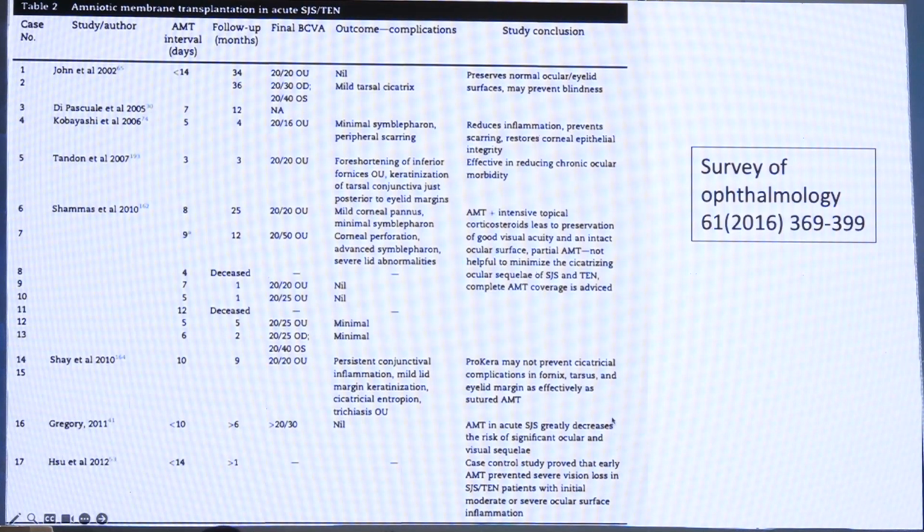And Procera may not prevent these cicatricial complications in the fornix. So Procera gives only superficial coverage, but it will not go deep. Even Procera Plus won't go deep. So in these cases, the best is that you just use this M-setter or anything like that, it will go deep in the fornix.